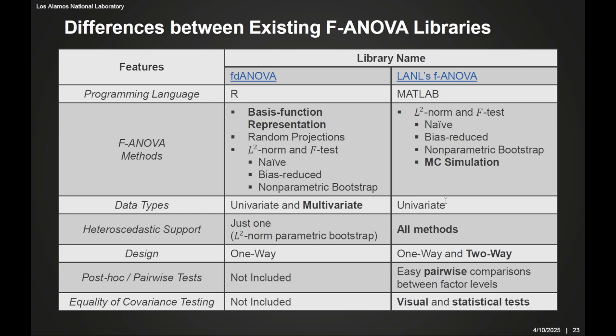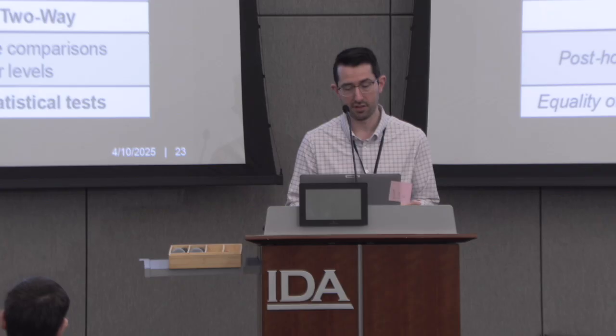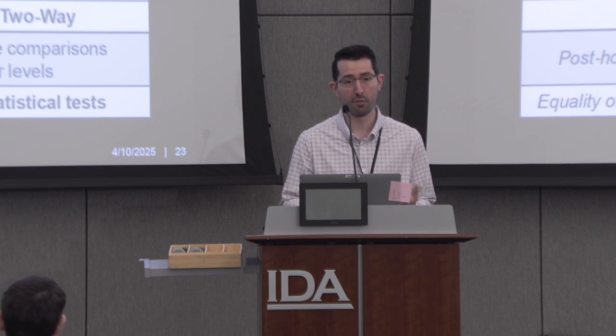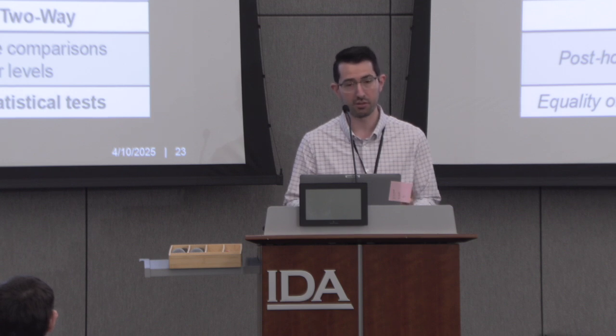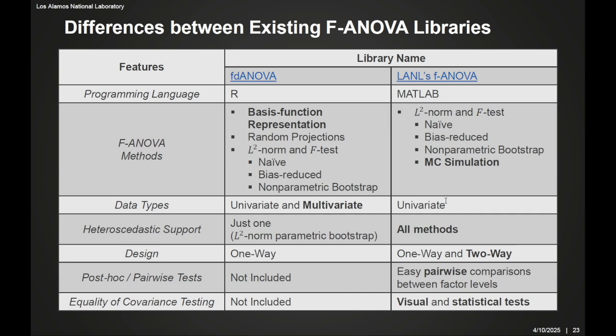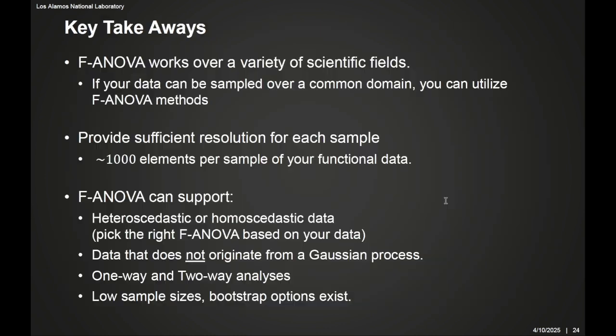And also post-hoc tests. R just says something's different, but which one it is, well, you have to run more tests. With the one I wrote in MATLAB, you can easily do a pairwise hypothesis. It's an object-oriented approach: you simply state that your hypothesis is pairwise, and it runs every single combination of pairwise tests. And lastly, the MATLAB one does provide some visual and statistical tests for covariance testing.